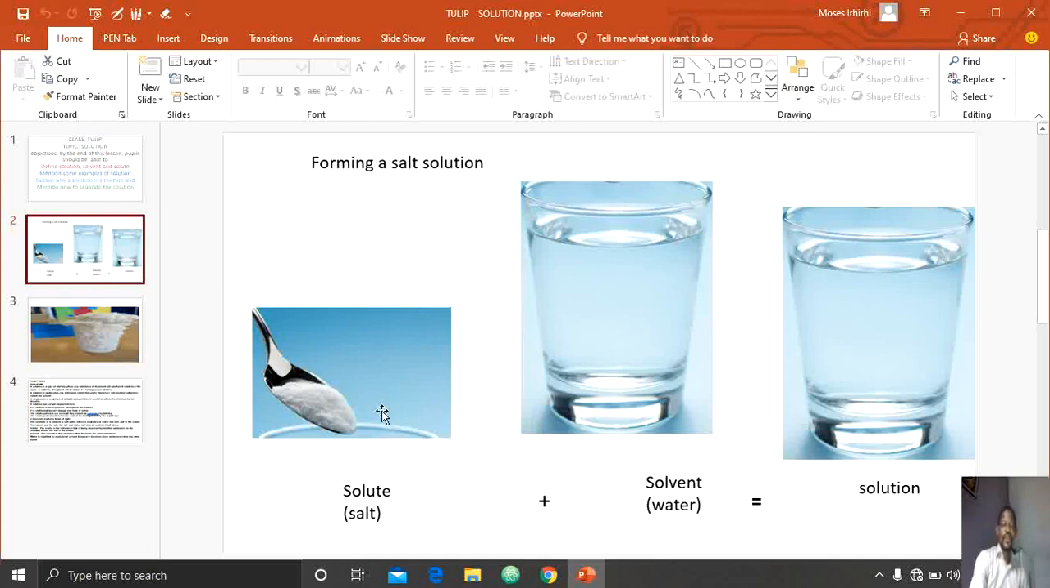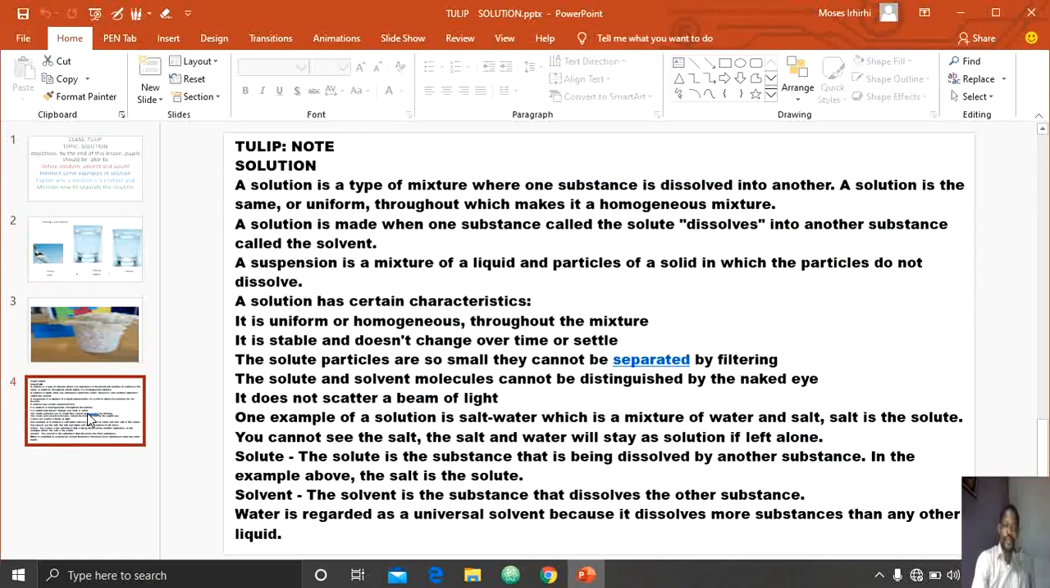Okay, so when salt is added to water and properly stirred until you cannot see any particle of salt anymore, what you have is a solution. We can as well form a sugar solution. Okay, then we have another type of mixture, but this one is different.